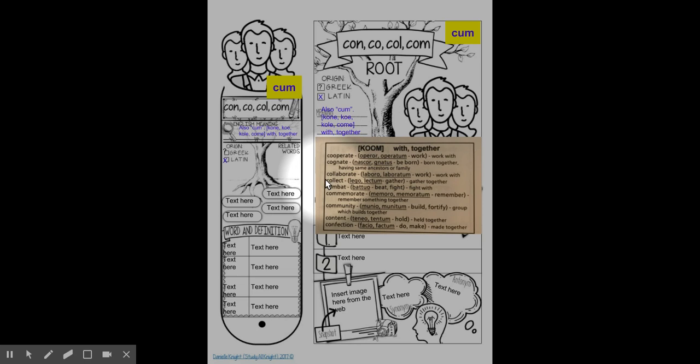Another one, collaborate. Laboro, or laboratum means to work as well. It's a synonym. So if we collaborate, again, we are working with one another.